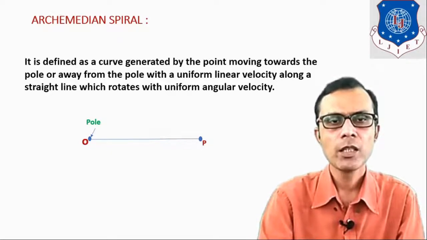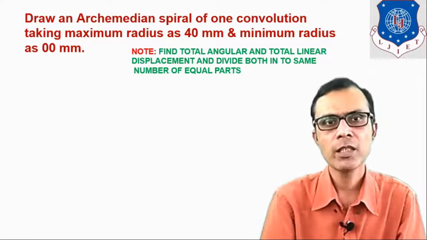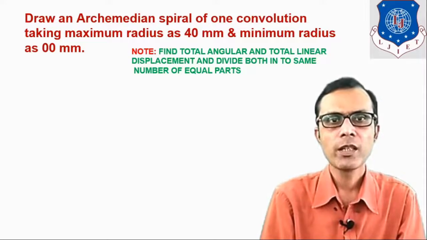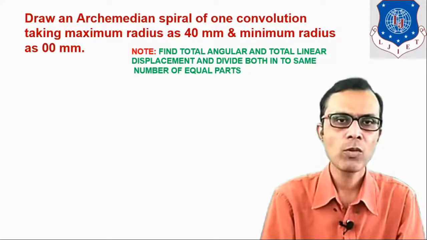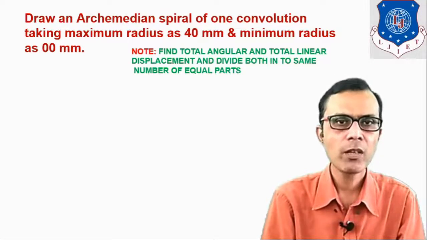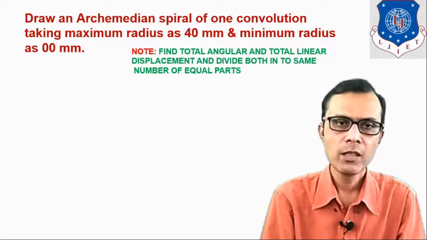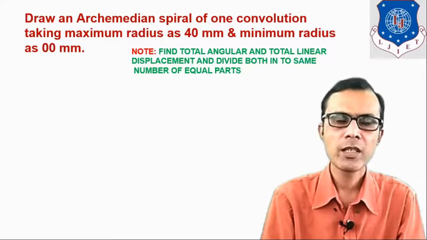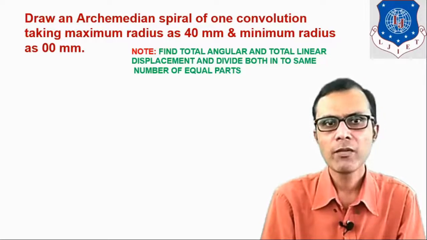Now let us see the procedure to draw the Archimedean spiral. So let's see the given data. Draw an Archimedean spiral of one convolution taking maximum radius as 40 mm and minimum radius as 0 mm. So first of all, we have to clarify how many convolutions are given. Here one convolution is given. So when the link completes one rotation, simultaneously the point is moving towards the pole with uniform linear velocity.